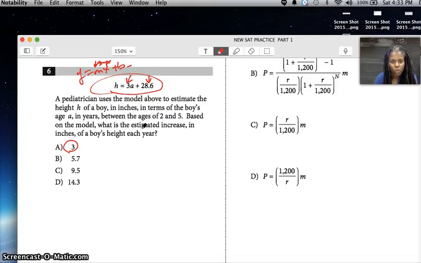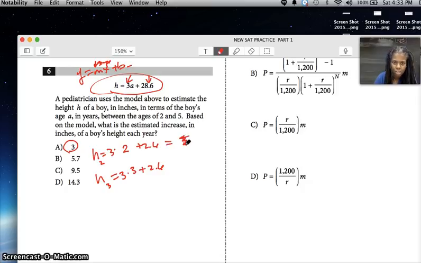So if this works for all kids from 2 or all boys from 2 to 5, throw a 2 in there, see what answer you get. So when you throw 2 in for A, h is equal to 3 times 2 plus 2.6, then throw 3 in there so you can see 1 year difference to see what is the increase. So I'm going to do that. So I'm going to do for a 2-year-old, for a 3-year-old, this is what's going to happen: 3 times 3 plus 2.6. Here I'm going to get 6 plus 2.6, which is going to give me 5.